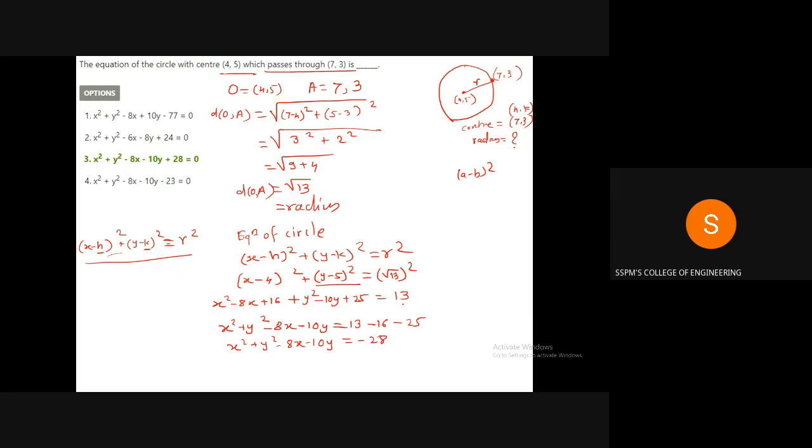So that is our correct option. If you take this minus 28 to the left hand side, we have x square plus y square minus 8x minus 10y plus 28 is equal to 0. So this is the correct option here. You have to remember this equation of circle: x minus h square plus y minus k square is equal to r square. The center was already given, we just had to find the value of r, that is the radius.